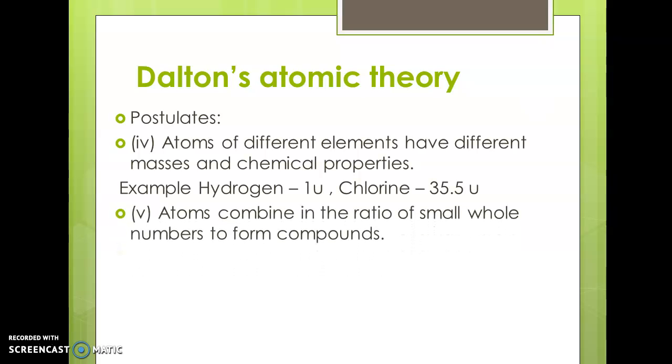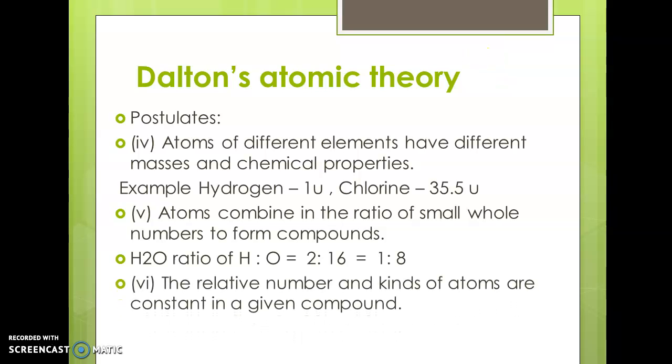And the next postulate is that atoms combine in a small whole number ratio to form a compound. See, the example is given as H2O, that is water. The ratio of hydrogen to oxygen: the atomic mass of hydrogen is 1, and in water there are 2 hydrogen. So hydrogen to oxygen is 2:16. If I simplify that, it is 1:8. So hydrogen and oxygen combine in the small whole number ratio 1:8 to form the compound water.